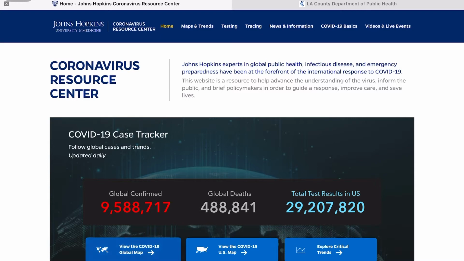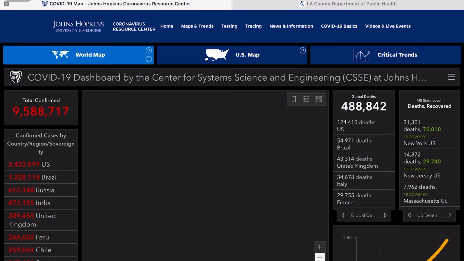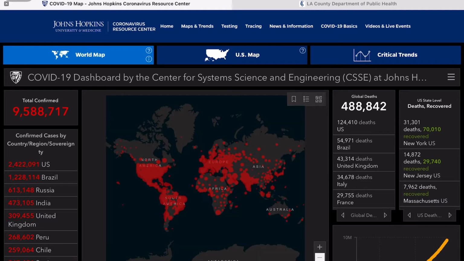So if you are not in the US and you want to compare charts, and your country unfortunately is not doing tracking and has not published tracking, you can go through this chart. It's actually made by Johns Hopkins University of Medicine.